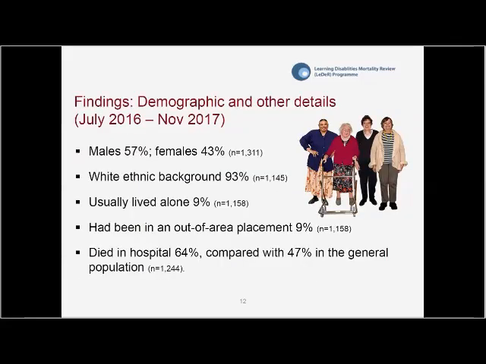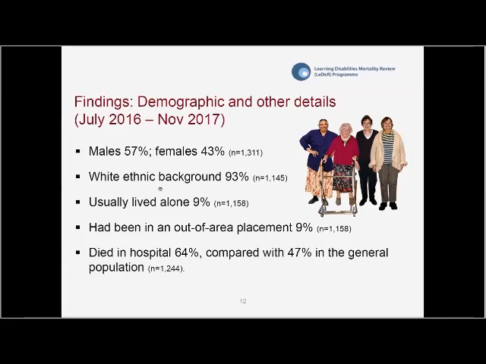So this slide shows the demographic details about those people with learning disabilities whose deaths were reported to the LEDER programme. The number in brackets beside each bullet point shows the baseline number for the detail under consideration. So you can see that of 1,311 deaths that were notified to the programme, 57% were male, 43% were female, and that's approximately the breakdown that we would expect.